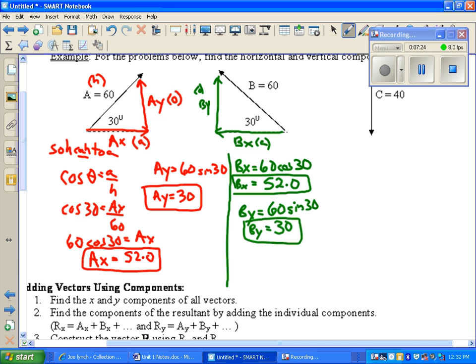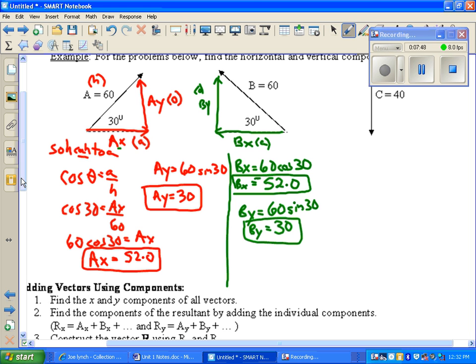The way to do it is anything going to the right or up, we're going to make positive. So AX is going to be positive because it's going to the right. AY is going to be positive because it's going up. But BX, since it's going to the left, we're going to make that negative. And then BY is positive because it's going up. So it's important that you're drawing in these arrows correctly in the first place so you know which way the signs are going to be.